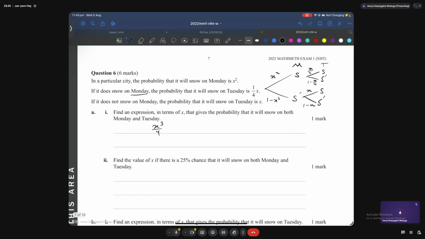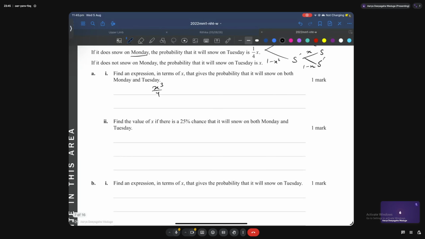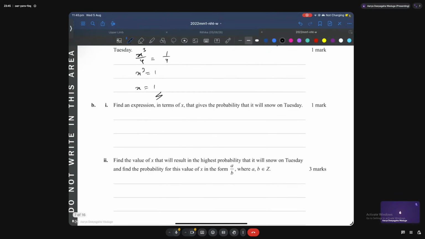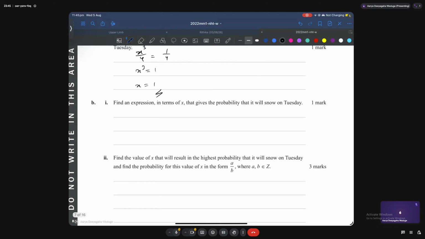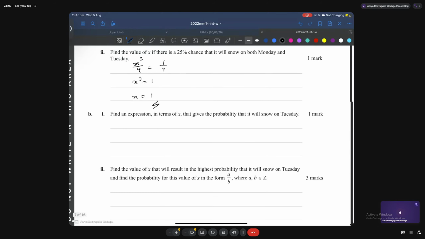Okay, find the value of x if there's a 25% chance that it will snow on both. Okay, so this is just x cubed on 4 is equal to 0.25. Or you could say this is equal to 1 quarter. Okay, so x cubed is equal to 1 and x is equal to just 1. Very simple. Find an expression in terms of x that gives the probability that it will snow on Tuesday.